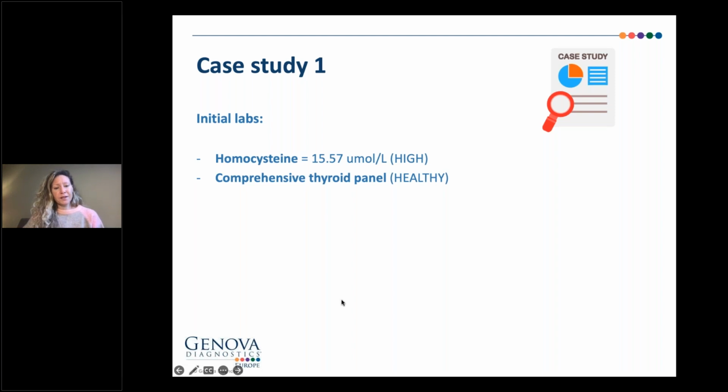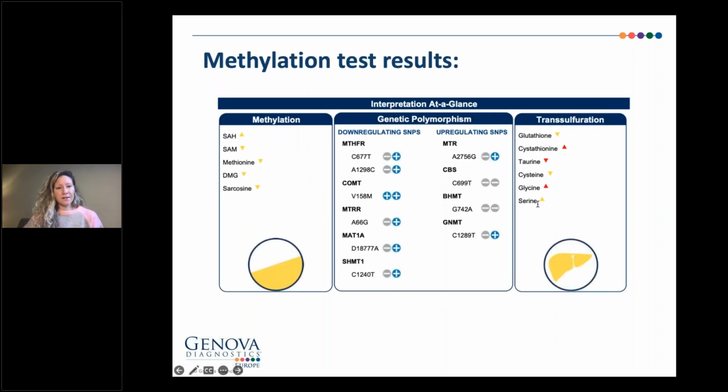So we did the methylation panel, and this is a screenshot of the first section on the interpretation at a glance page. As you can see, she is trending towards hypomethylation, judging by the level of SAM, which is moderately low, with the yellow triangle pointing down, and the level of SAH, which is moderately high. You will recall that SAH inhibits methyltransferase enzymes, so it indicates hypomethylation, along with low levels of SAM.